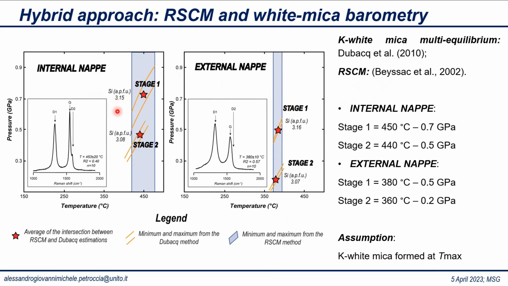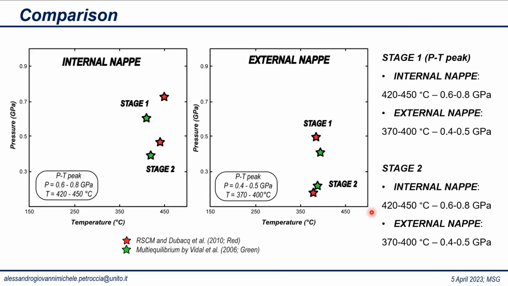If we compare, it's important to say first that this method requires an assumption: the potassium white mica must have formed at the peak temperature of the Raman spectroscopy. But if we compare both methodologies, we obtain similar results. We have two different groups indicating the two stages, one at higher pressure and one at lower pressure, for both nappes. In particular, we highlighted a shift in pressure, decreasing from stage 1 to stage 2. So it's very clear that we have two different metamorphic conditions for both samples, and we also highlighted a difference in pressure and temperature between the two nappes.